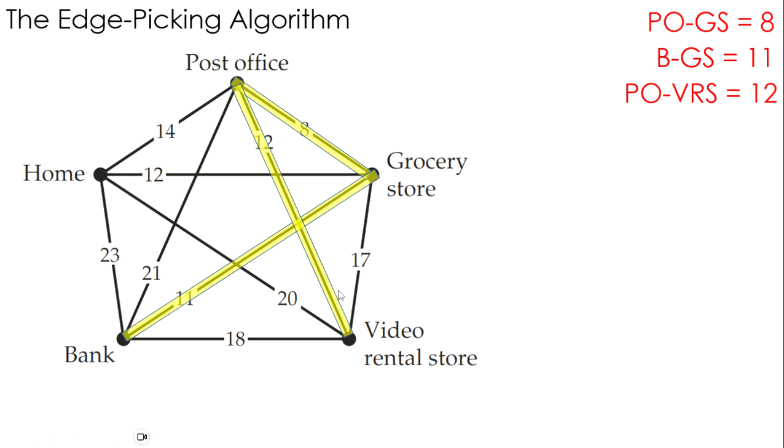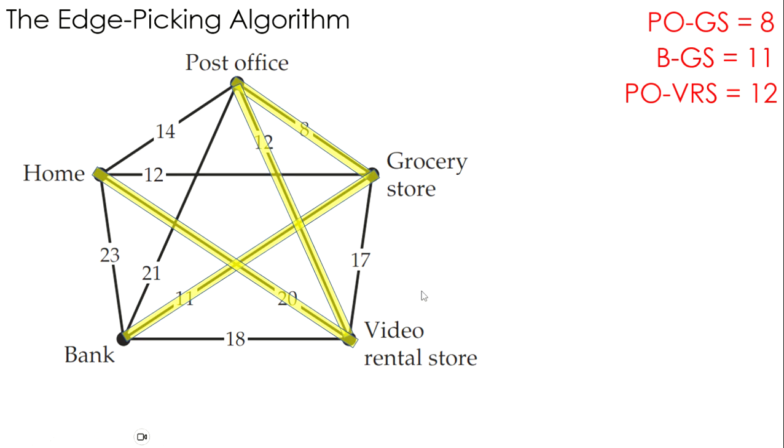Then for 17 also, there will be 3 connections for grocery store, so we need to skip that. 18, look at this, when it comes to 18, there will be a closed circuit already, a closed path already. So let's just skip this one. Though there's only 2 connections for bank and video rental, still you don't have a connection to home. So we need to skip that 18. Then next one is 20. And in 20, we have 2 connections for video rental store, so that's okay.